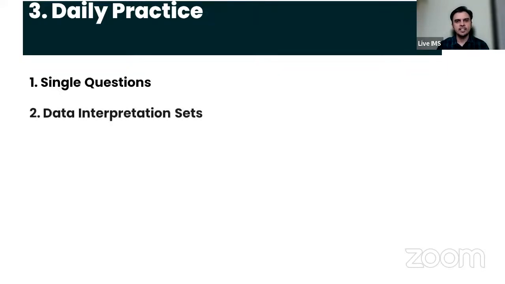And second important thing is data interpretation sets. Along with single questions, we should also practice data interpretation sets in our daily practice. So one set per day is more than sufficient for this particular section. Even if you solve one set per day, that is absolutely going to help you in your preparation.